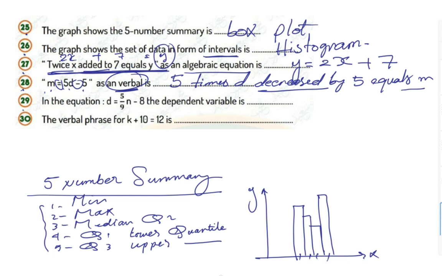Point 29: in the equation d equals 5 over 9 n minus 8, the dependent variable is what? The equation includes two variables, d and n. The variable that is alone is always the dependent, and the variable that has some operation, times, minus, plus or divide, will be the independent. So the dependent is d. If it asks you about the independent, it's n.